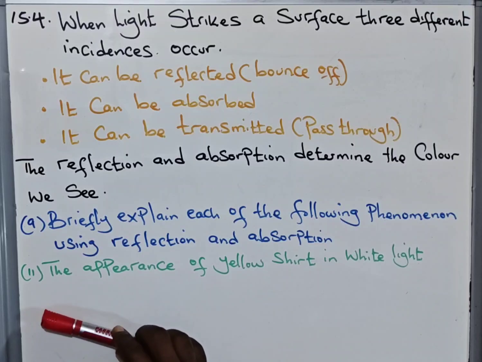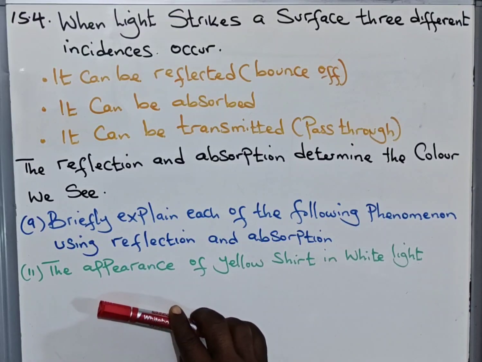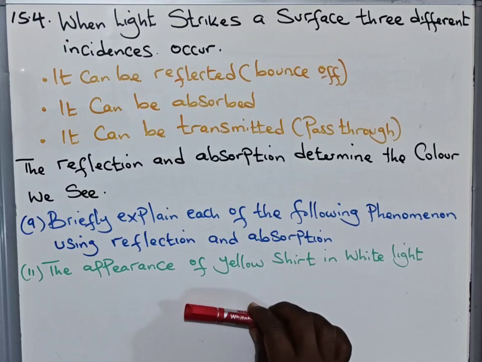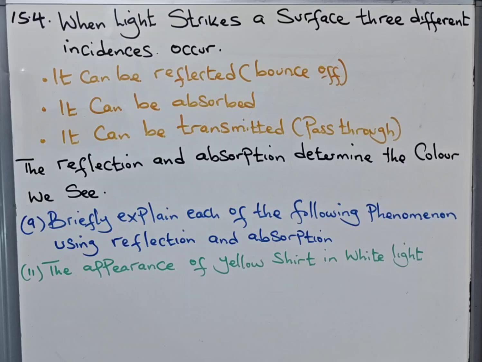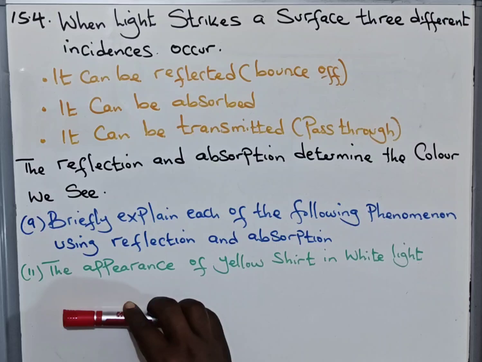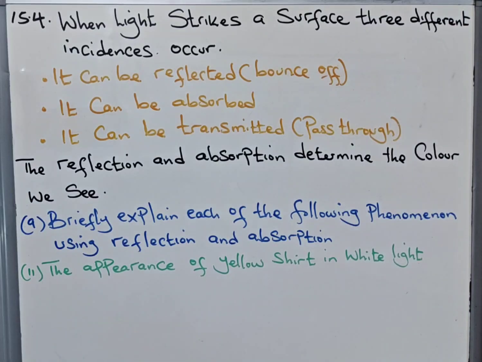Then we come to this question. It says the appearance of a yellow shirt in white light. How do you explain that phenomenon? The explanation is that the yellow shirt reflects yellow and absorbs all the rest of the colors of the spectrum. When you look at this spectrum, the 7 colors, when you mix them up, you get white. So in other words, what we call white light is a mixture of all the 7.